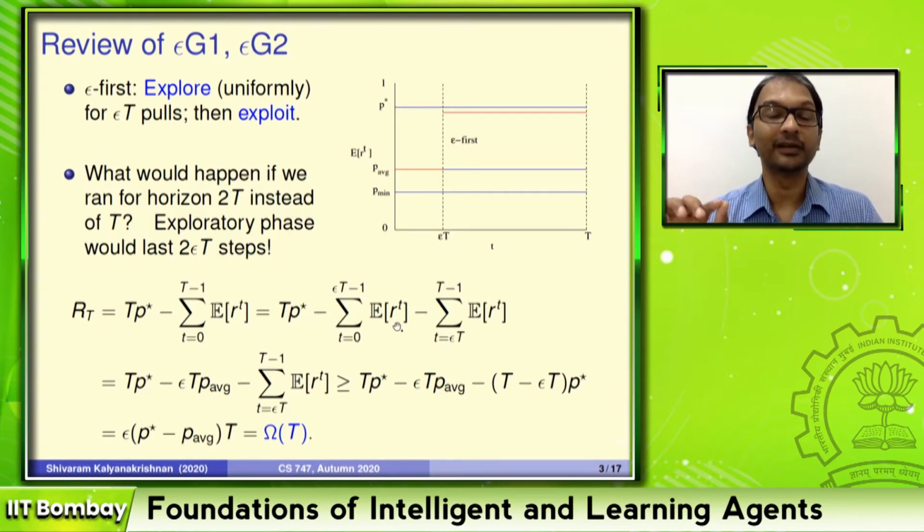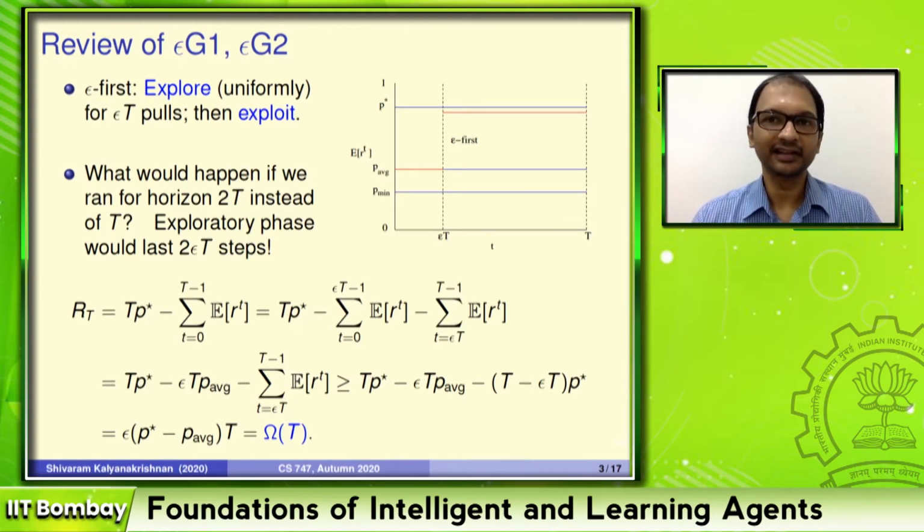If you're doing uniform random sampling for the first epsilon t steps, the reward that you're going to get is going to be epsilon t times p average, right? So this is an exact equality. I've not changed the last summation. Now the last summation is a sum of rewards going from epsilon t through t minus 1.